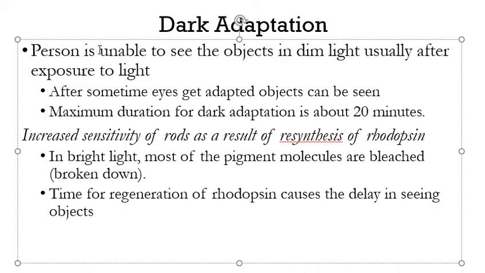There's also the increase of sensitivity of rods as a result of resynthesis. So you see that once you come from a dim light and you enter a very brightly lit place, most of the pigment molecules are bleached instantly. So the time for regeneration of the rhodopsin may cause a delay in seeing objects, and so there's actually a physical sort of pain that goes with it, and you just want to close your eyes until there's an amount of adaptation to the light that you have just walked into.